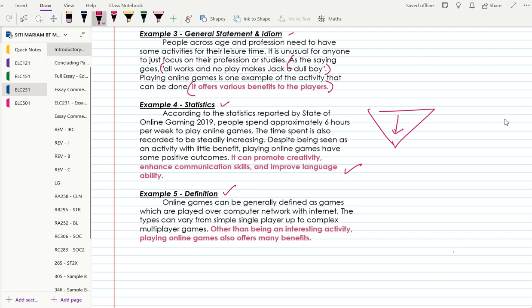Alright, and lastly, we can also use definition to start off our essay. So over here, the example is: online games can be generally defined as games which are played over a computer network with internet. Okay, the types can vary from simple single player up to complex multiplayer games.